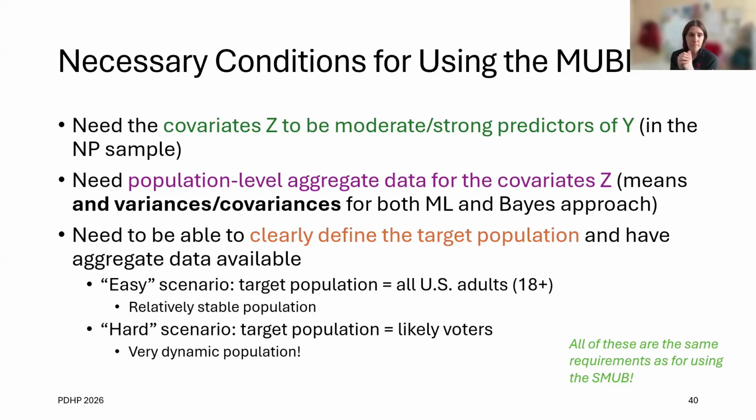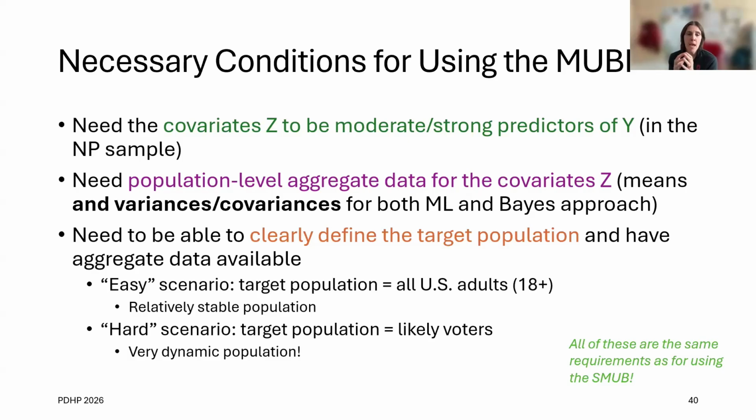but in a lot of the applications I see, it's like, well, I hope they're moderately strong because they're the Z's that I have. So you need that population level aggregate data for the covariates. And again, you need the means like you do for SMUB, but you also need that variance covariance matrix.